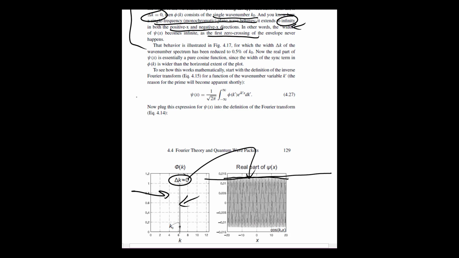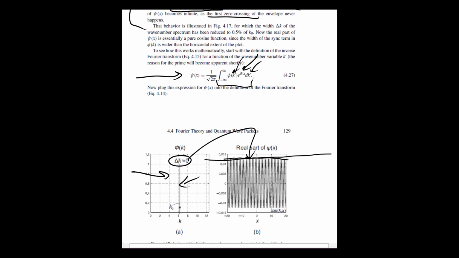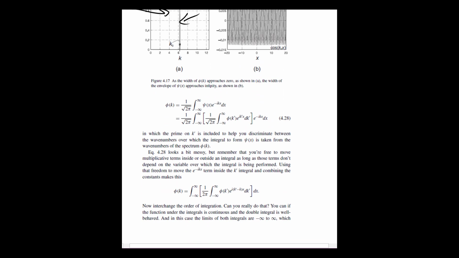To see the mathematics of that, it helps to write the inverse Fourier transform like this. We've put a prime on the k's because we need to differentiate this integral from another. What we're going to do is take that expression and plug it in for psi of x here. So here's that expression with our primed k's. We're using the Fourier transform for phi of k and plugging in the inverse Fourier transform for psi of x.